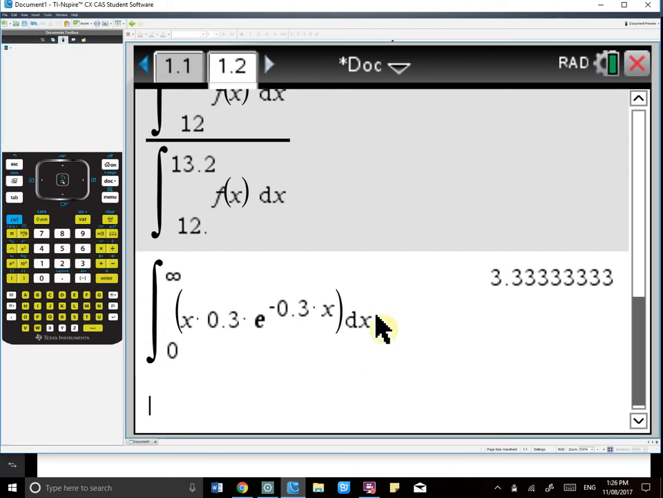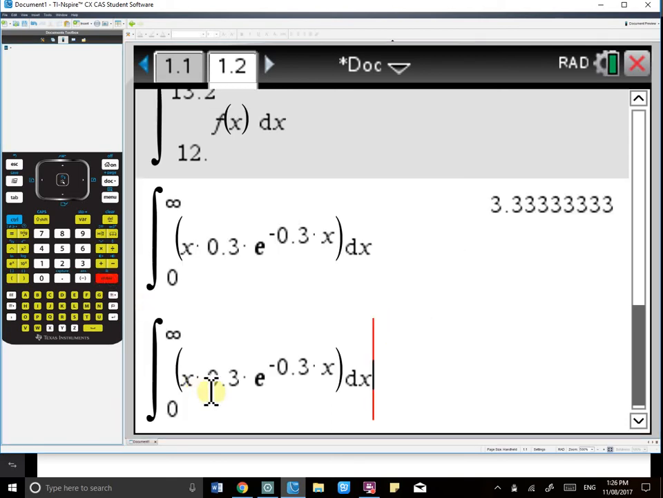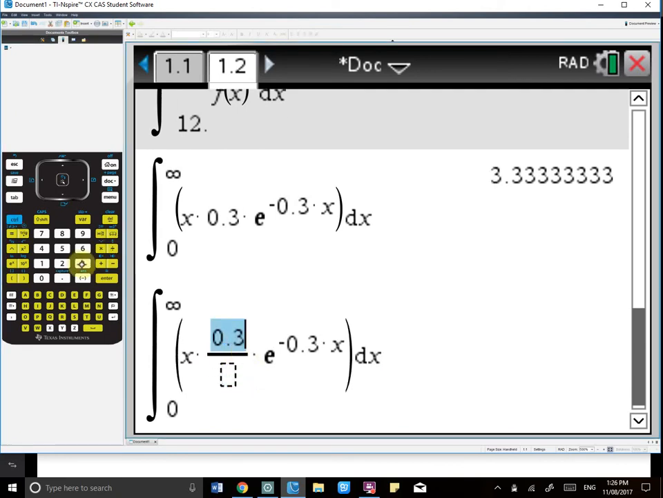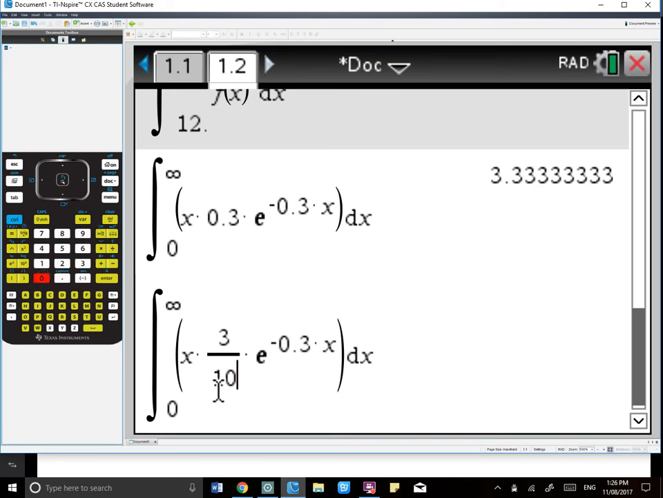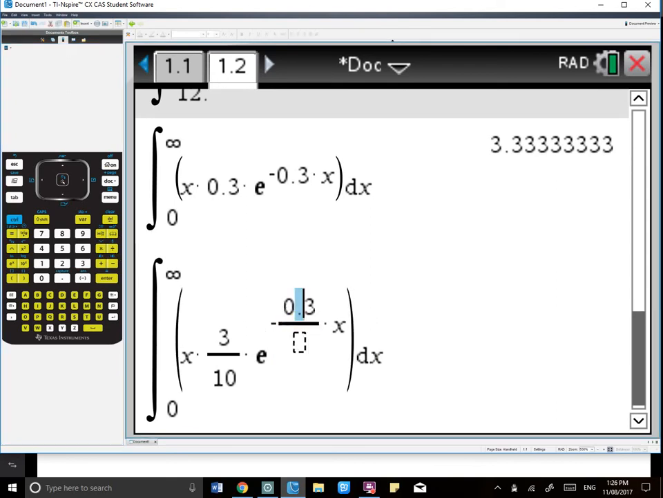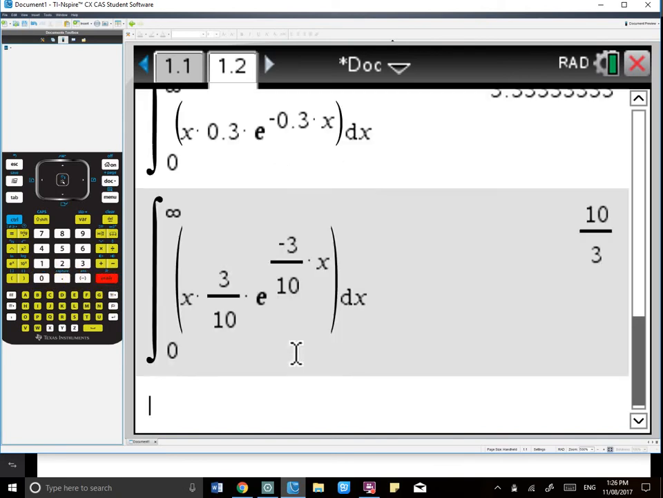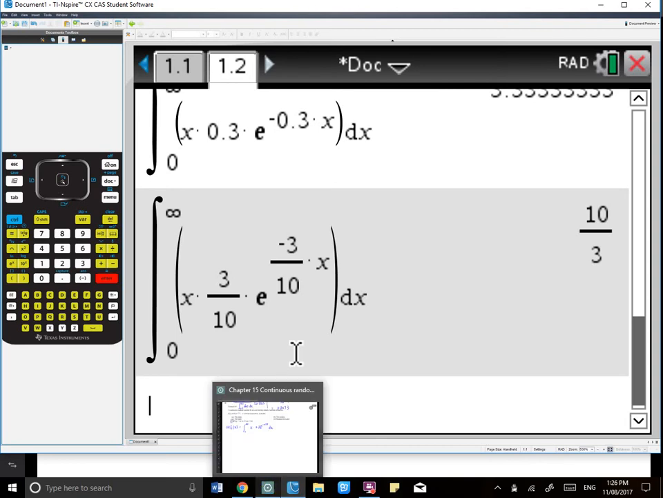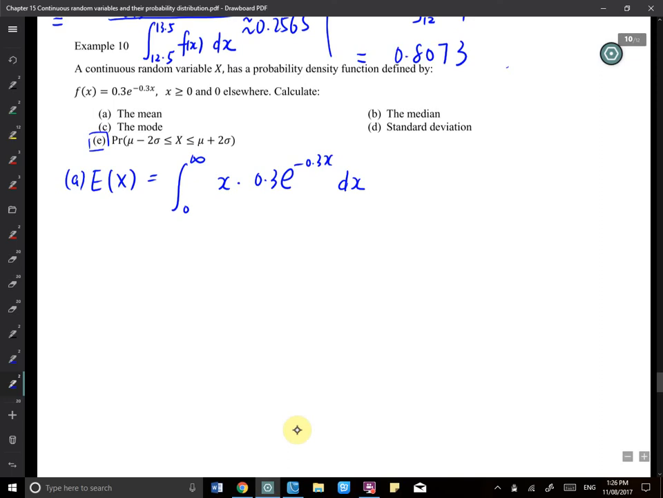To achieve an exact value, I need to change that to 3 on 10, and change that to 3 on 10, and you have 10 on 3 here. So you need to keep things in fraction form, and you have exact values. So that's 10 on 3.